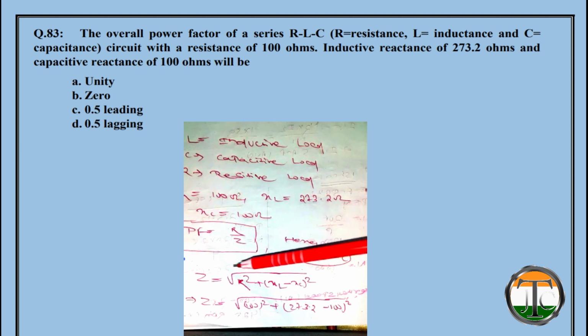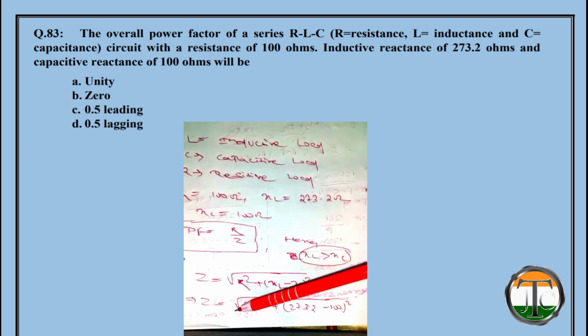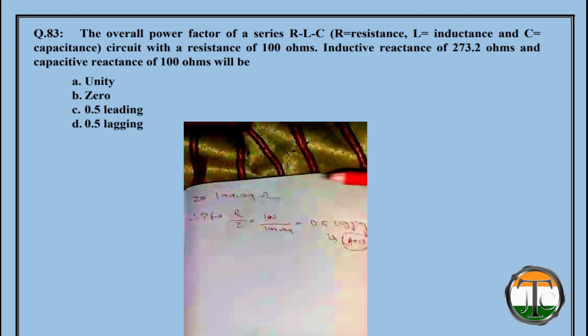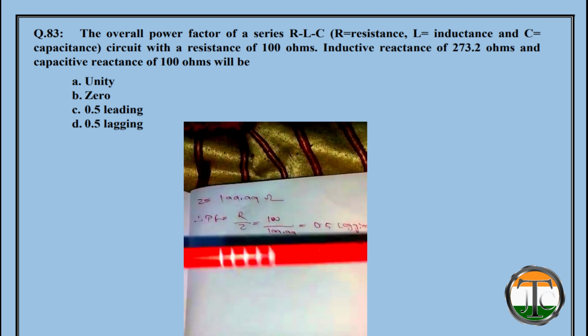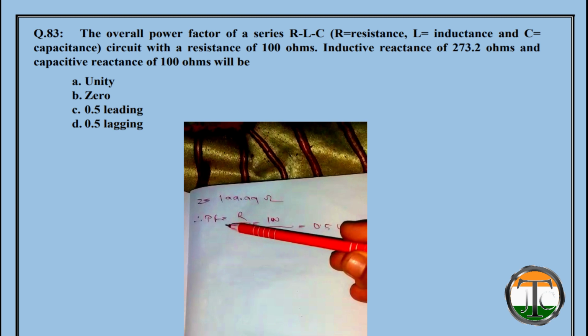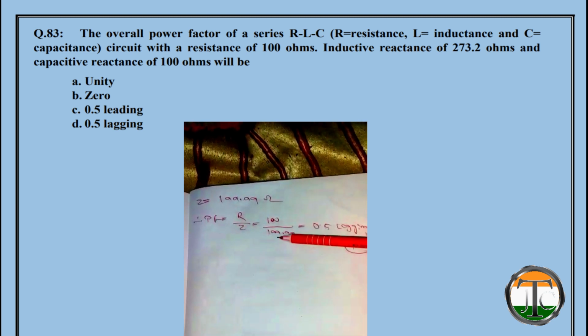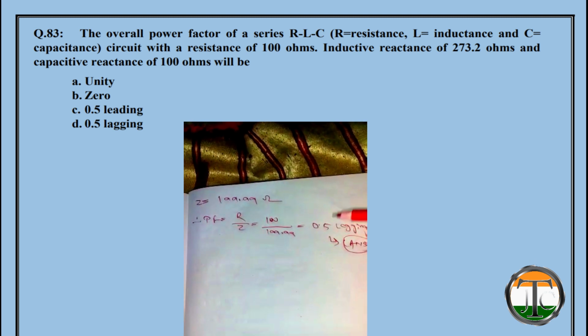What is the Z formula? Z is equal to the square root of R squared plus (XL minus XC) squared. Putting in the R, XL and XC values, Z is equal to the square root of 100 squared plus (273.2 minus 100) squared. After calculating this, the Z value will be 199.99 ohm. So the Z value is calculated and the R value is given in the question. The power factor formula is R by Z, that is 100 by 199.99, which is equal to 0.5 lagging.